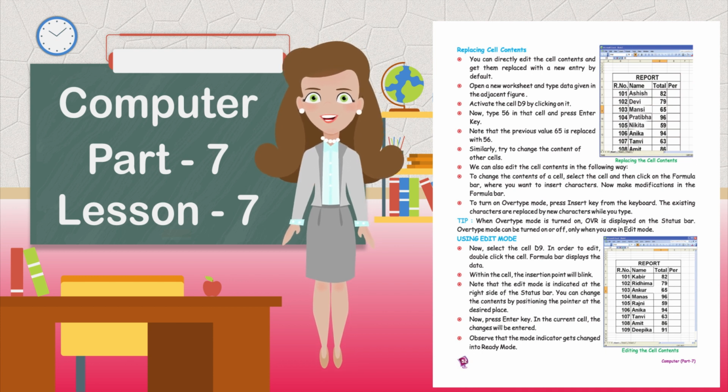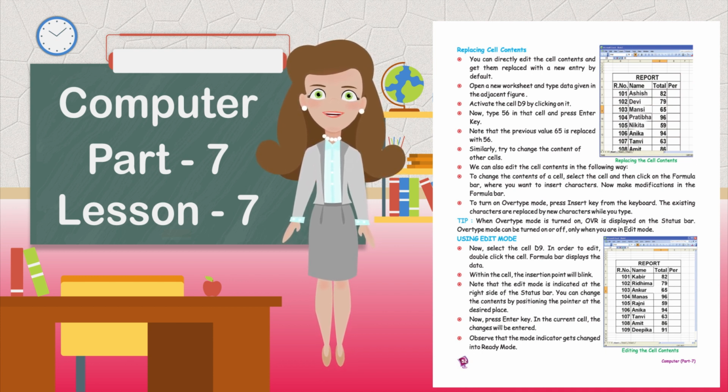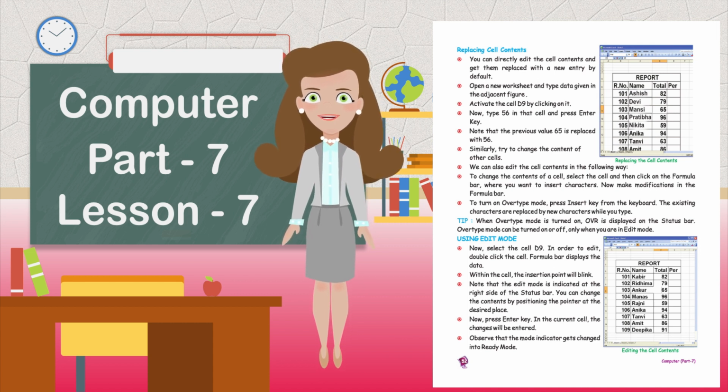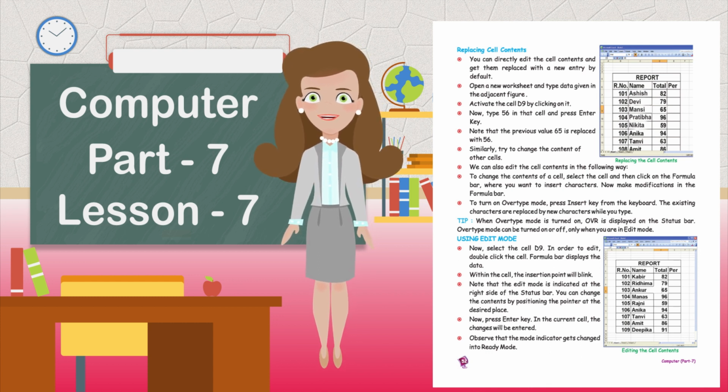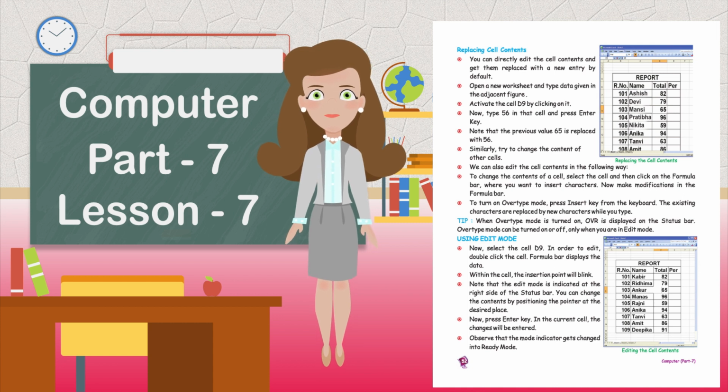Replacing cell contents. You can directly edit the cell contents and get them replaced with a new entry by default. Open a new worksheet and type the data given in the adjacent figure. Activate the cell D9 by clicking on it. Now type 56 in that cell and press the Enter key. Note that the previous value 65 is replaced with 56. Similarly, try to change the content of other cells.